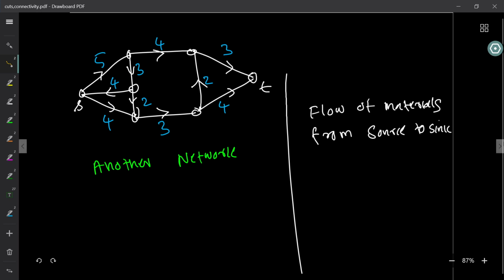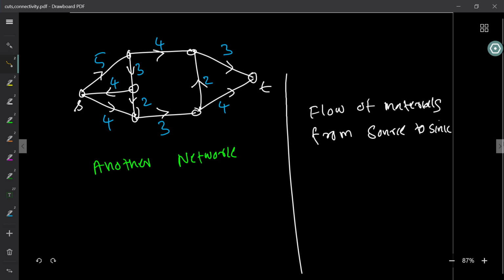This product will get lost, right? So if I'm sending 5 through here, I should make sure that 5 also goes out of this intermediate vertex. I don't want anything to be lost in an intermediate vertex, right? So what I want to make sure is that whatever goes into an intermediate vertex always comes out.